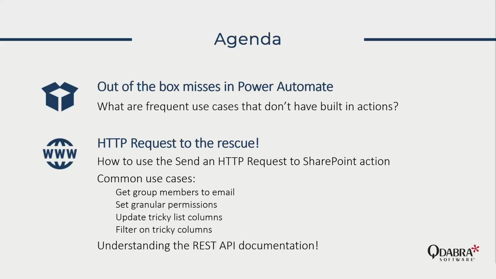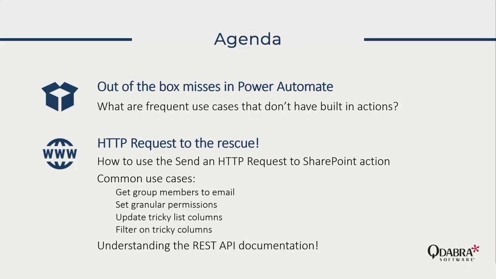So there are some things that are missing, right? There's some stuff in Power Automate or Flow that we look for that isn't there, that just kind of feels like boy, I wish I could still do this, or boy, I wish I could do that. And the HTTP request can help you work around these things.